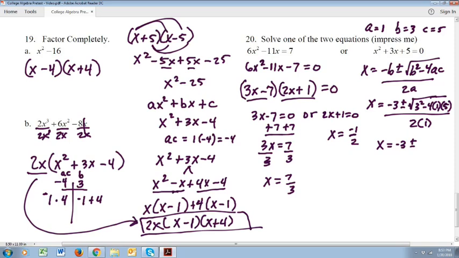So this is 9 minus 20. So 9 minus 20, that's actually negative 11. And so anytime we have the square root of a negative, this is an imaginary number. And we'll go into this later on, but you can actually pull out an i, and you get negative 3 plus or minus i times the square root of 11 over 2.